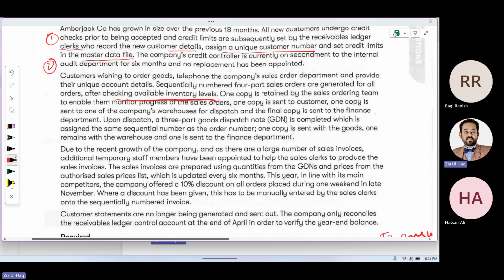And this could result in bad debts in the future, where the company will struggle to receive the amount from the customer. So a credit worthiness check should also be performed while receiving the order.